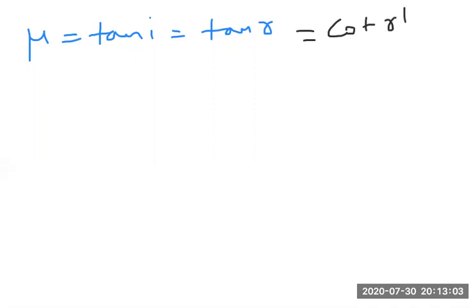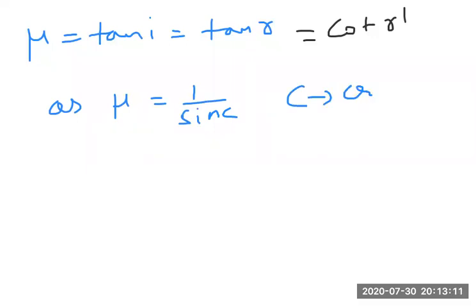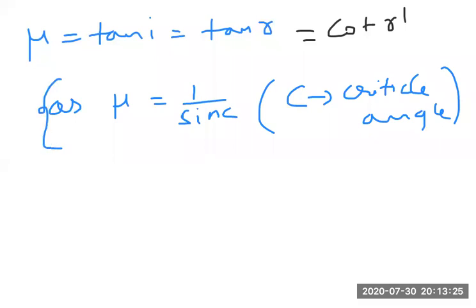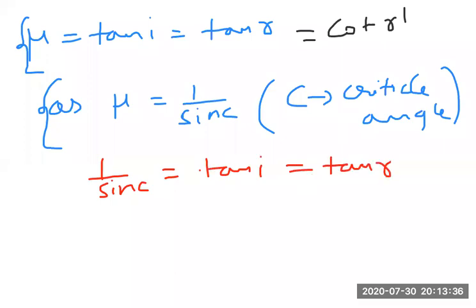We also know mu can be written as 1 by sine c, where c is called the critical angle. We know this information generally. Wherever mu is there, we can write the critical angle as mu is equal to 1 by sine c. So from this information and this information, if we equate, I can write 1 by sine c is equal to tan I, or tan r, or cot r dash. Therefore, mu can be written in all these different forms.